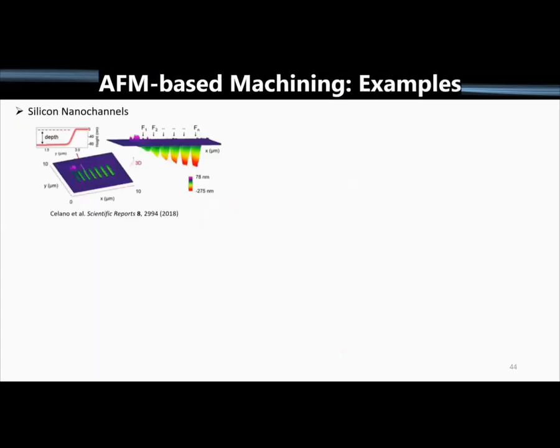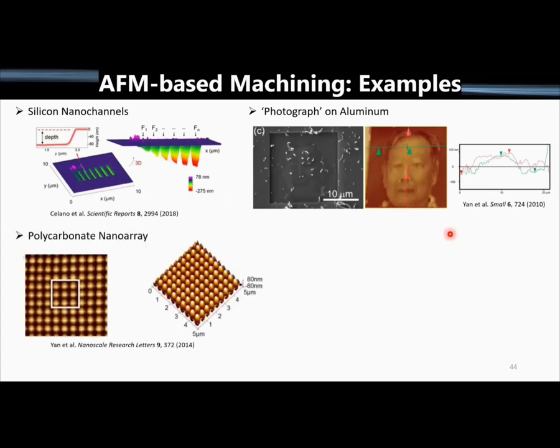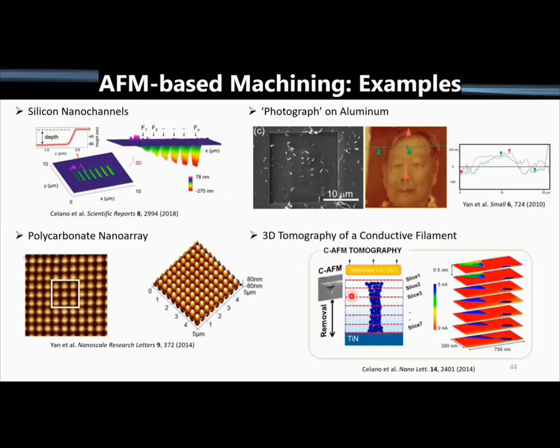And I guess we're kind of new to this game in a way, because a lot of people have already worked with nanomechanical machining. But we found that it hadn't been extensively applied to ferroelectrics. So it's been used to make silicon nanochannels, transfer a photograph or create a photographic representation on an aluminum surface, a polycarbonate nanoarray. Here's an example of tomography, so measuring current of a conducting filament as a function of depth and then reconstructing what you see.